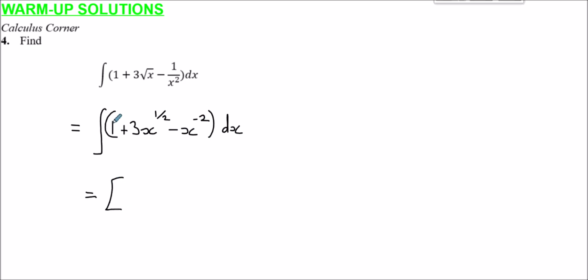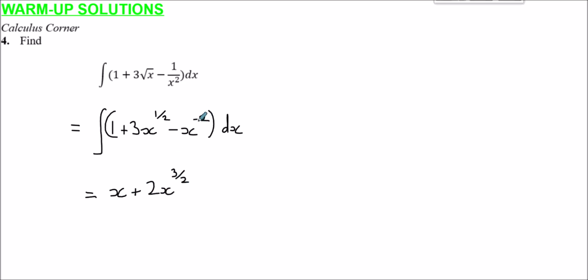So we'll integrate a constant. That 1 is going to become 1x, which is just x. So the 1 becomes an x. Here, the 1/2 increases to a 1, and so 1/2 plus 1 is 3 over 2. So the x here becomes x to the 3 over 2, and we divide through by that new power. So 3 divided by 3 over 2 becomes 2. And then the new power becomes 3 over 2.